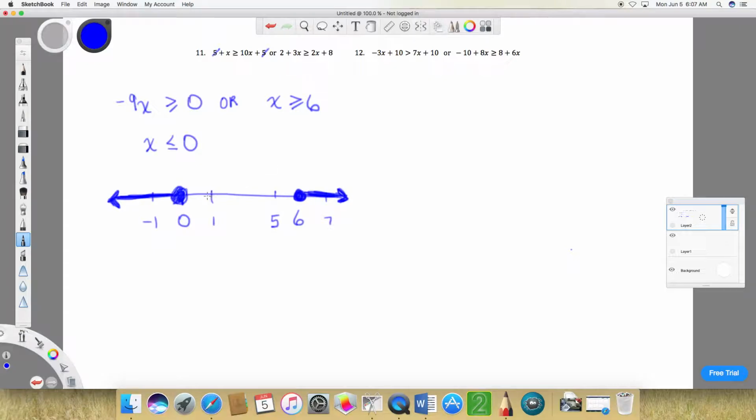If you try to plug in values that are strictly between 0 and 6, you may have one of these inequalities being satisfied, but not the other. All right, so how do we express this in interval notation? Well, on the left here, the left arrow is shaded, so I have negative infinity all the way up to 0. I'm going to include 0, or from 6 to infinity.